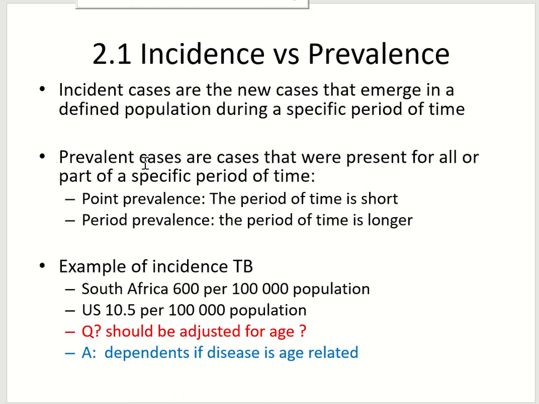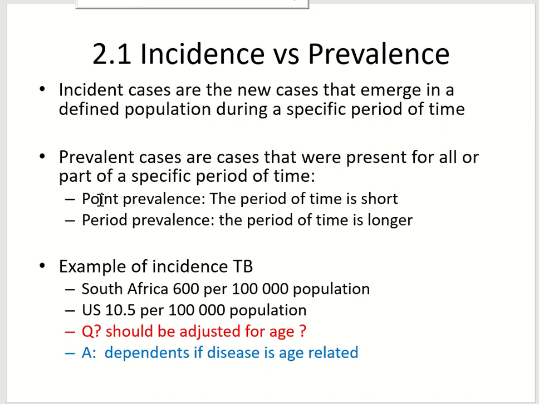Students that had it before and may still have it during that period, so somebody caught it maybe on August 28 or August 25, and they still had it by the time the period started, are not incident. These are considered prevalent. So prevalent cases are cases that were present for all or part of a specific period of time. And here we differentiate between two types of prevalence: the period prevalence and the point prevalence.